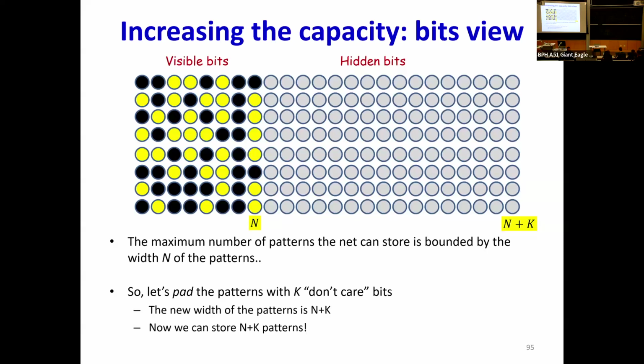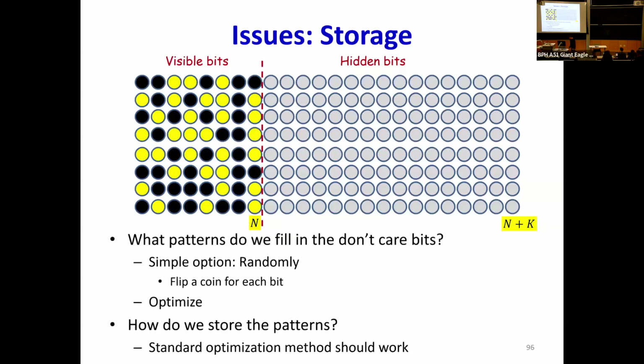And now I can build a network that can store n plus k patterns. And now this is beautiful because I can store n plus k patterns, but I'm only going to read the first 10 bits. And the capacity of the network has increased. But then this naturally comes up with a question: these are the visible bits, and these are the hidden bits. They're the don't care bits, but I'll call them hidden bits. Another question becomes, how do you set them? What values must these don't care bits actually take?